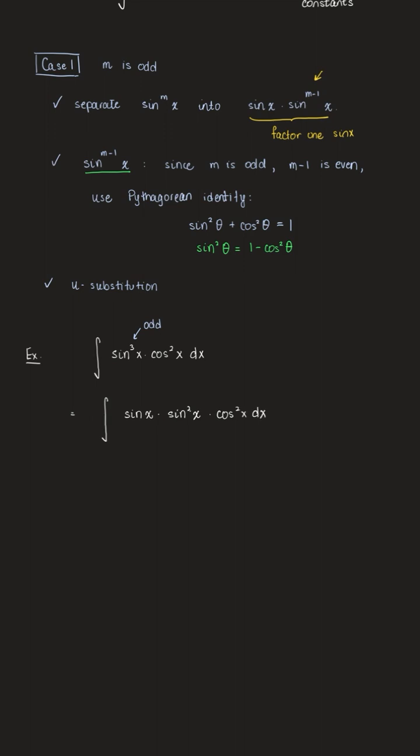So once I pull out one of the sines from sine cubed, I have sine x times sine squared x. And now that we have this, we're going to use the Pythagorean identity to substitute for sine squared 1 minus cosine squared x. So here I'm going to make use of the Pythagorean identity.